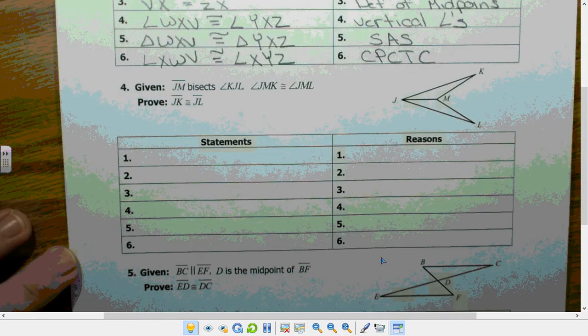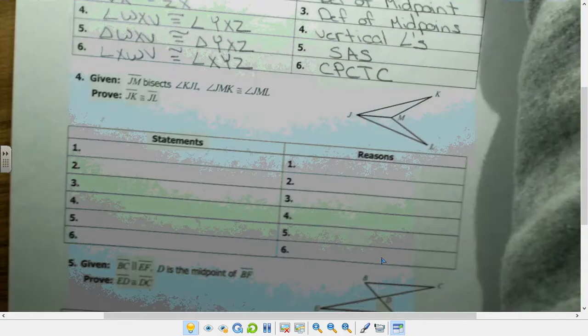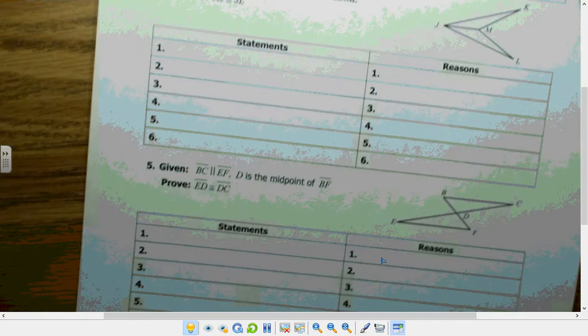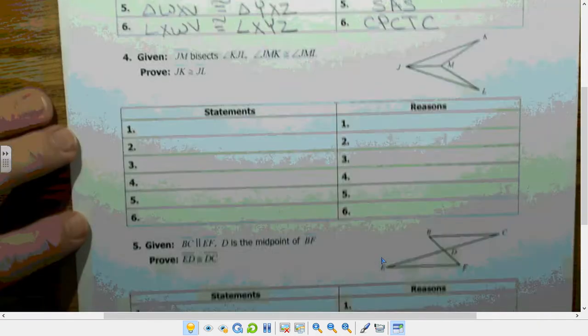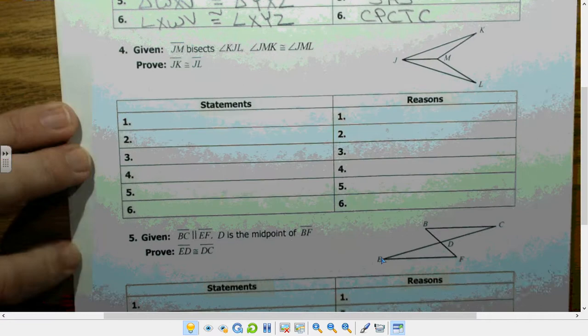I angle papers when I write, so I don't know exactly why this is so angled, but it is. I'm going to try to keep it straighter, but I don't know. Okay, that's a little bit better.